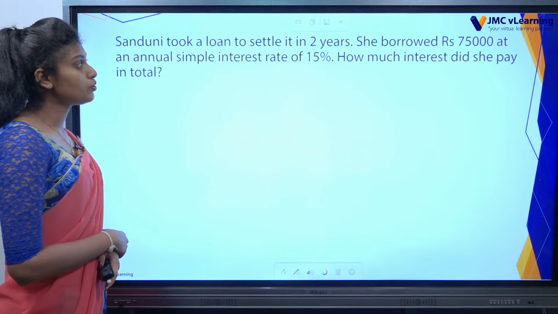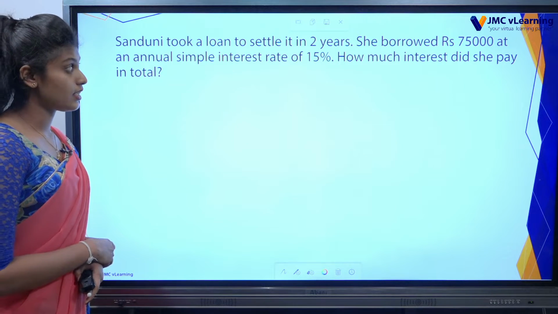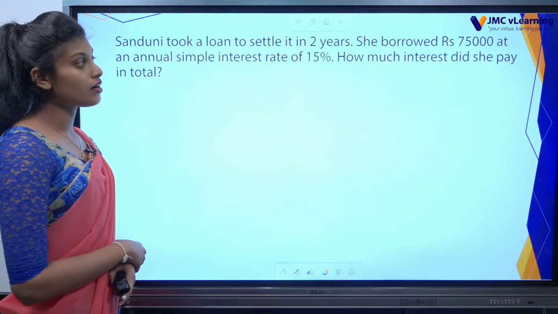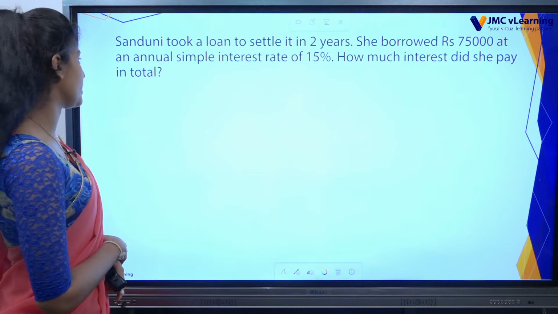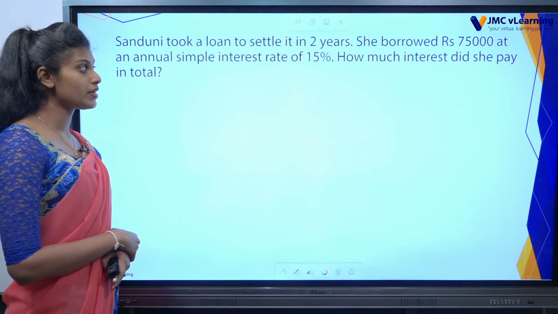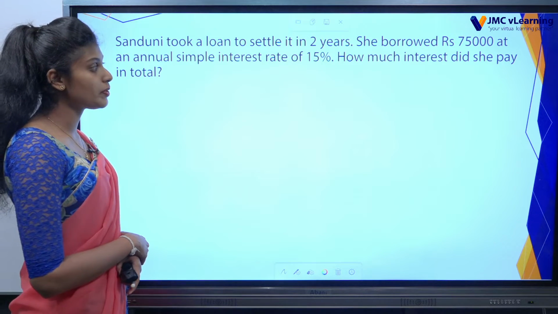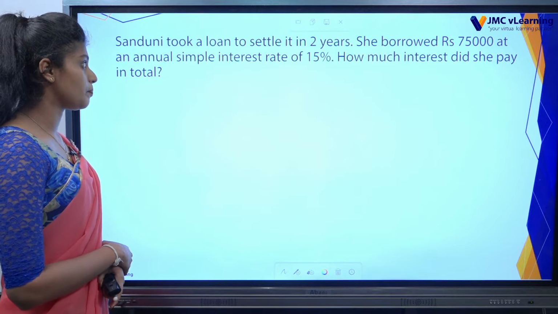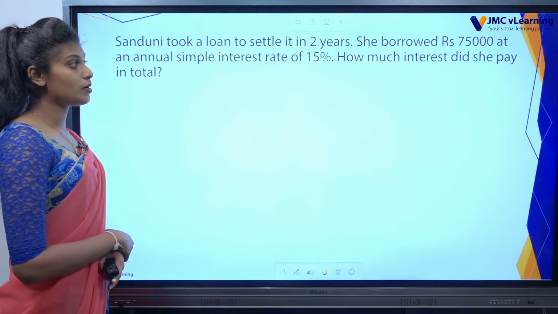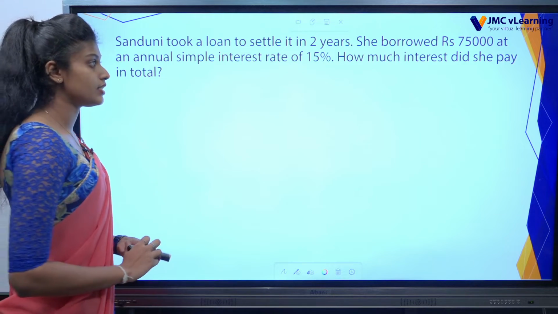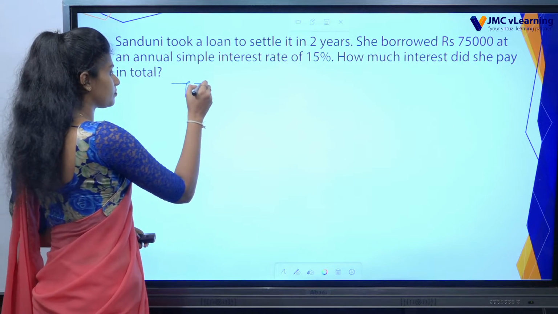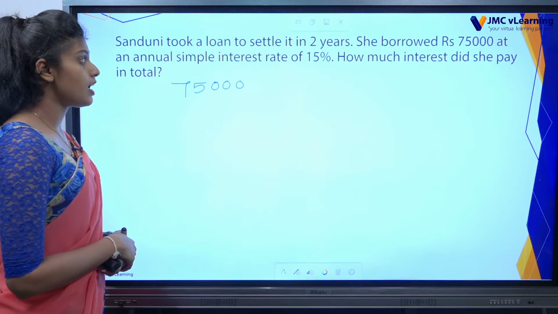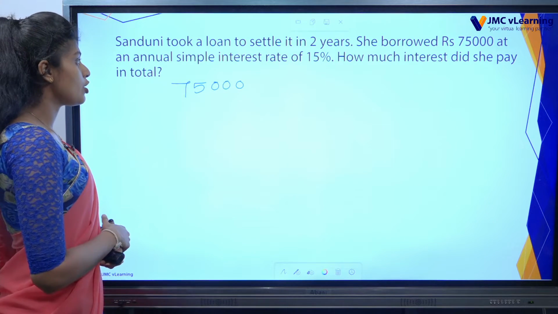Sanduni took a loan to settle it in 2 years. She borrowed 75,000 rupees at an annual simple interest rate of 15%. How much did she pay in total? Then what is the amount of the loan? It is 75,000. Then she is going to settle this amount in 2 years.